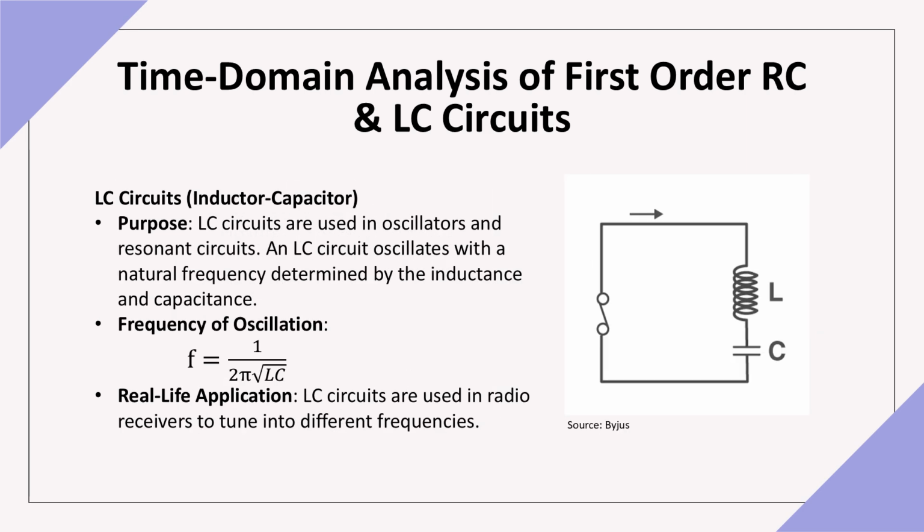LC, inductor-capacitor, circuits are fascinating because they create natural oscillations. The resonant frequency is given by f equals 1 divided by 2 pi times the square root of LC. This principle is fundamental in radio receivers and transmitters, where specific frequencies need to be selected or filtered.